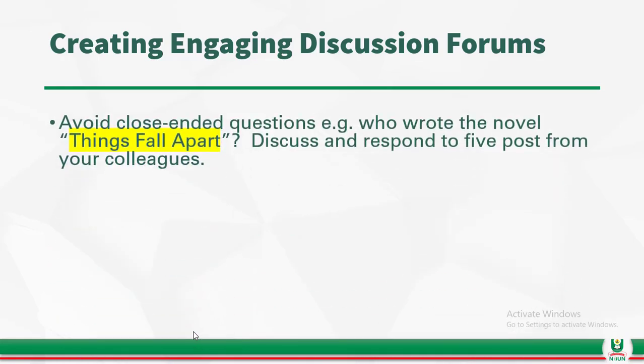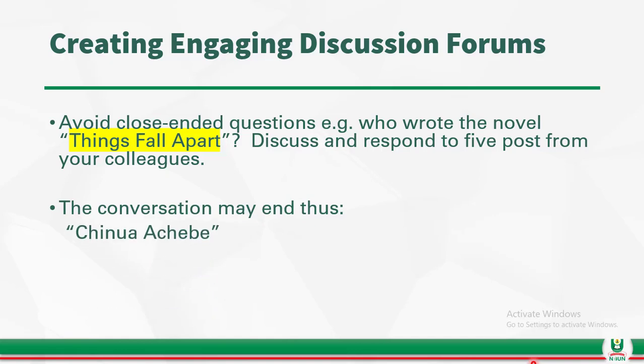There are things you need to observe. Avoid close-ended questions. For example, who wrote the novel Things Fall Apart? Discuss and respond to 5 posts from your colleagues. Now, can we say this is a good discussion forum? Let's look at it. It's already closed. Who wrote the novel, Things Fall Apart? Yes, you can easily say who wrote it. So in this case, there is actually nothing to discuss. The conversation may end thus.